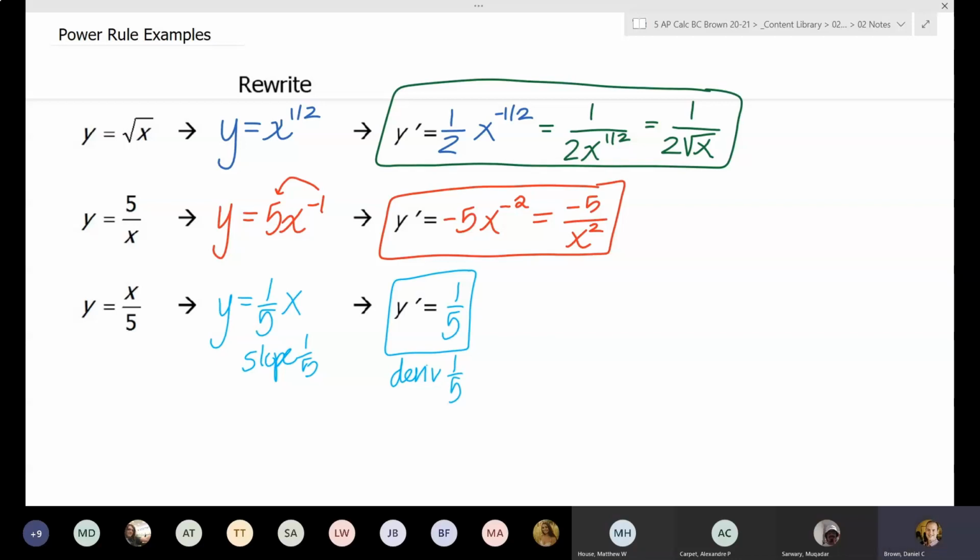Questions on those examples? Or on anything? I feel like I've been talking really fast today, but any questions on anything?